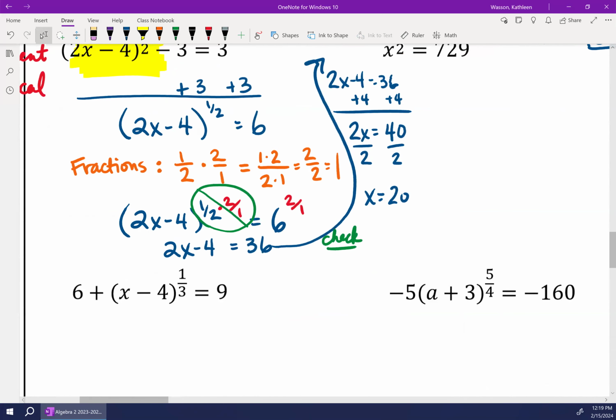To check this, we just want to make sure that 2 times 20, that's our x that we found, minus 4 to the 1/2 minus 3 is equal to 3. You put all this in the calculator, hit enter, and it checks out.